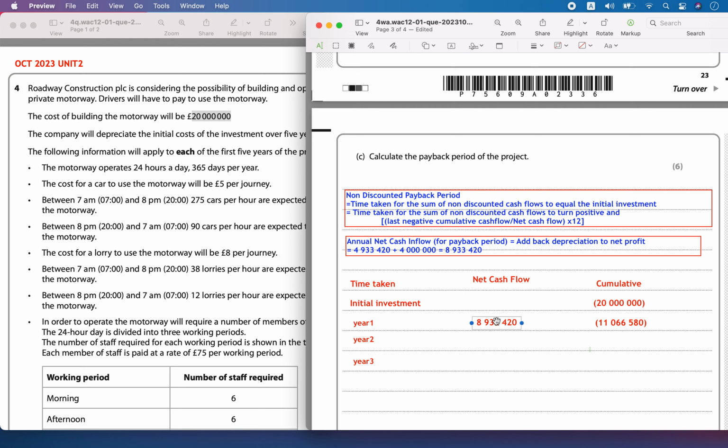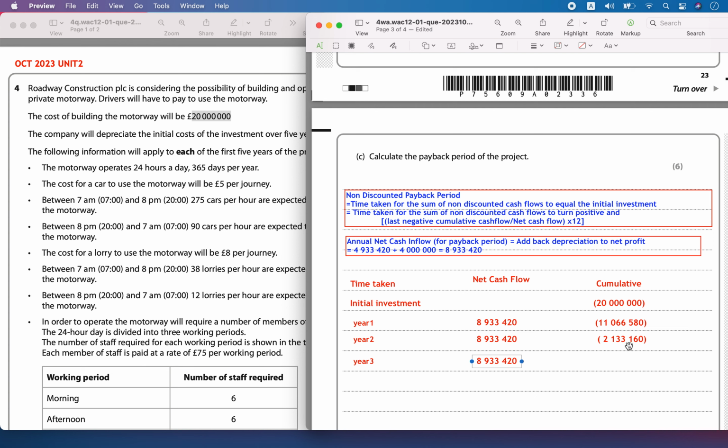11,066,580. Now again in year 2 you will have a positive net cash flow of the same amount, 8,933,420. Now minus 11,066,580 plus 8,933,420 is going to be equal to 2,133,160.